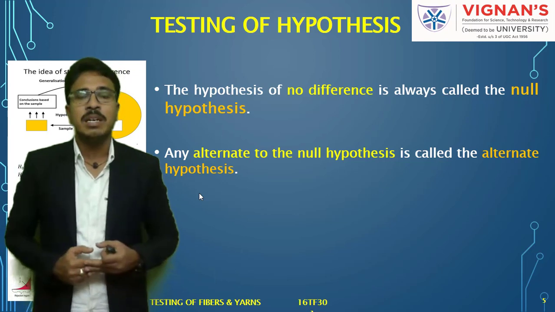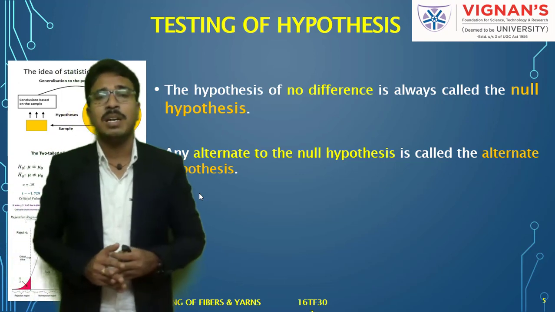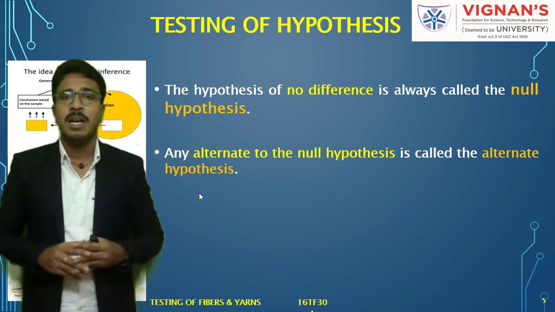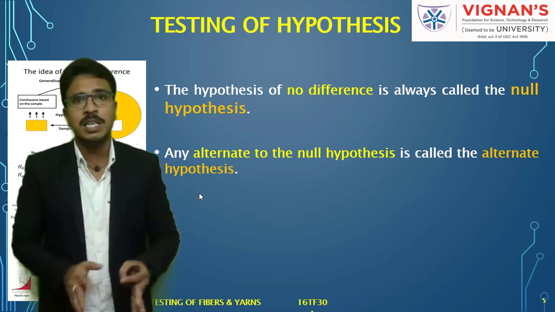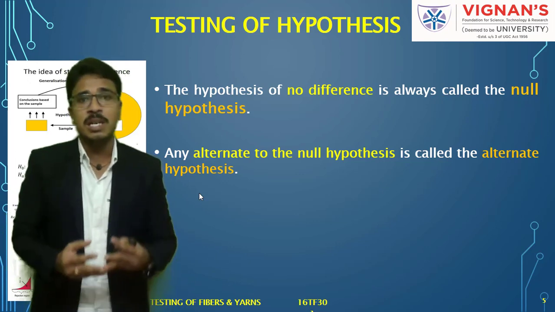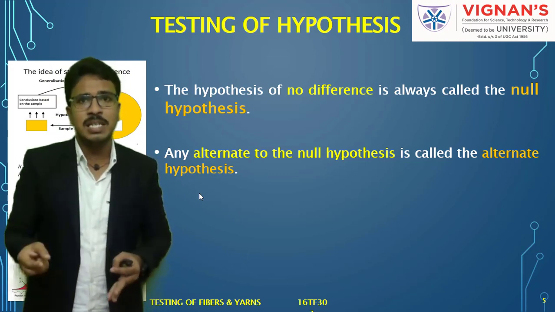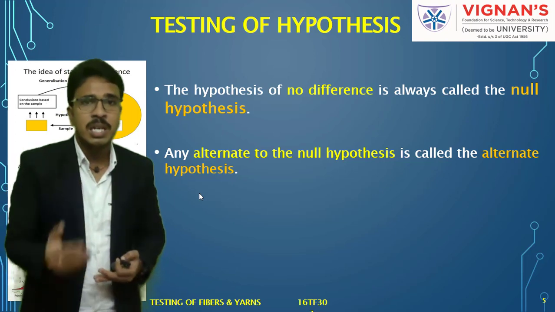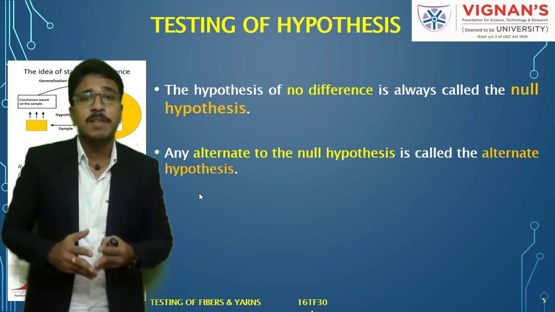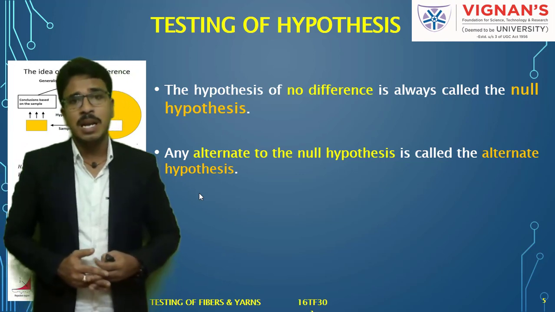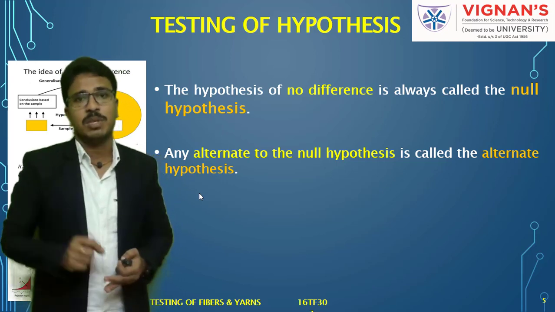Again I am repeating, when it comes to the null hypothesis, the assumption is always in such a way that both are the same or everything is similar. There is no difference, everything is the same, everything is equal. So this is how we assume the null hypothesis. The alternative hypothesis, as you can understand from the name, is an alternative to the null hypothesis. That means there is a difference. The difference may be greater than, or the difference may be less than. In that sense, we are assuming the alternative hypothesis.